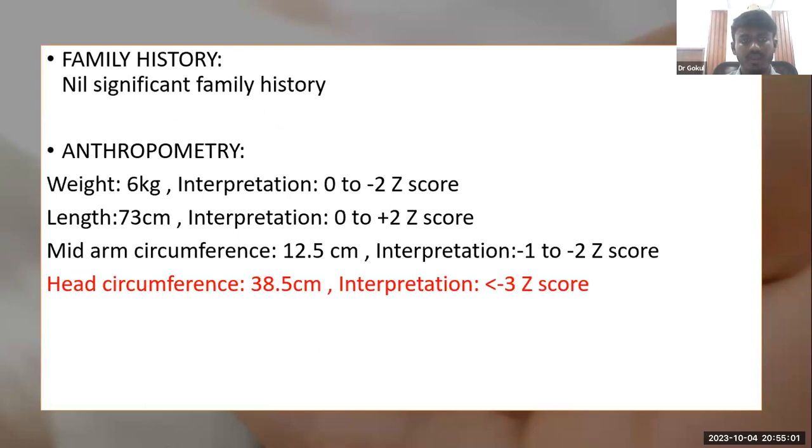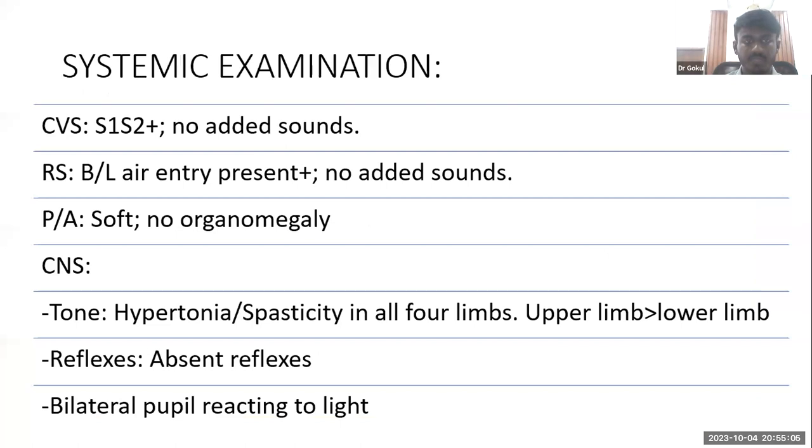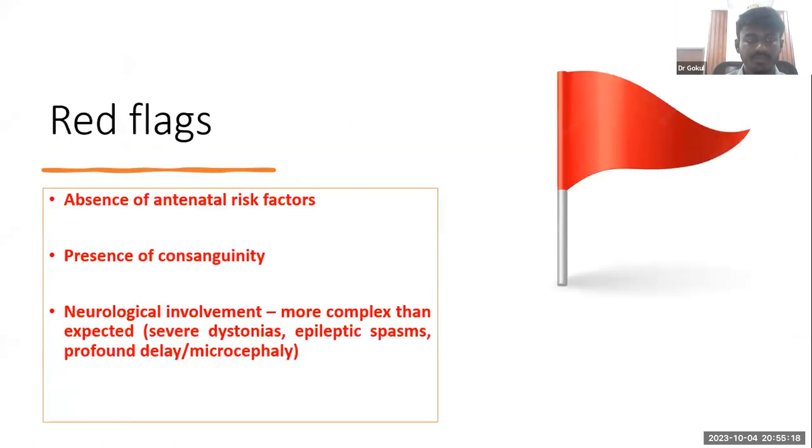Anthropometry: head circumference was 38.5 centimeters, which was less than minus 3 Z score. Systemic examination, CNS examination: tone-wise, there was hypertonia and spasticity in all four limbs, upper limbs more than lower limbs. Reflexes were absent and other systems were normal. There were some red flags like absence of antenatal risk factors, presence of consanguinity, and neurological involvement more complex than expected, like severe dystonia, epileptic spasms, profound delay, and microcephaly.